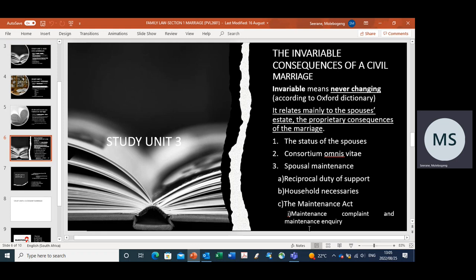Remember, we mentioned spousal maintenance, where the spouse who claims maintenance from the other, that other spouse must be able to maintain them. So you cannot claim maintenance from someone who is unable to maintain. For example, what the maintenance officer will investigate is whether this person can economically maintain the claimant, whether they have a job, whether they have a business. In that order, the maintenance officer will investigate the complaint and then decide whether to institute a maintenance inquiry in the maintenance court.